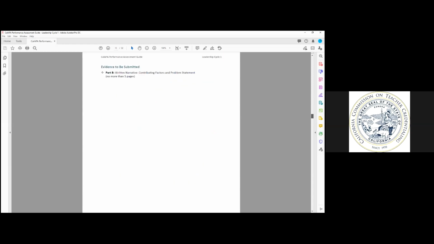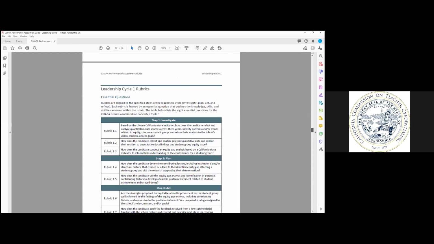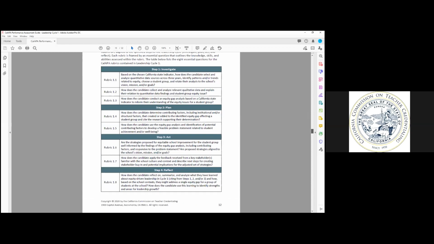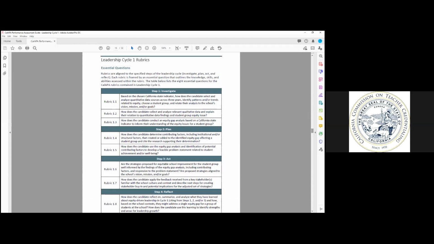And like Amy, I have one on the side that has a little bit bigger font rather than what Lori is showing. So this is before the rubrics that follow this page, and it lists the rubrics per step. So you will see that in step 1, we have 3 rubrics, and what is presented is level 3. It is called the essential question. It drives the rubric content and what the candidate should be addressing in that part of their submission.